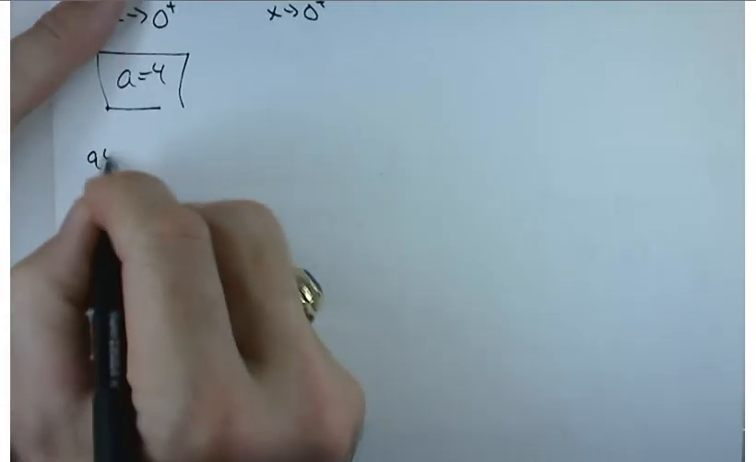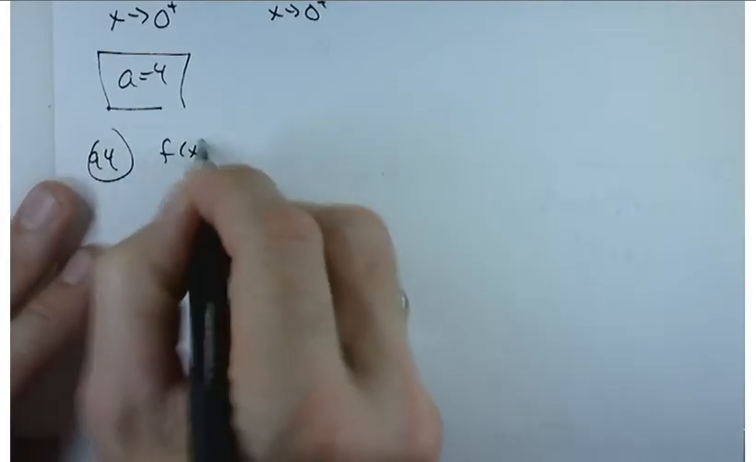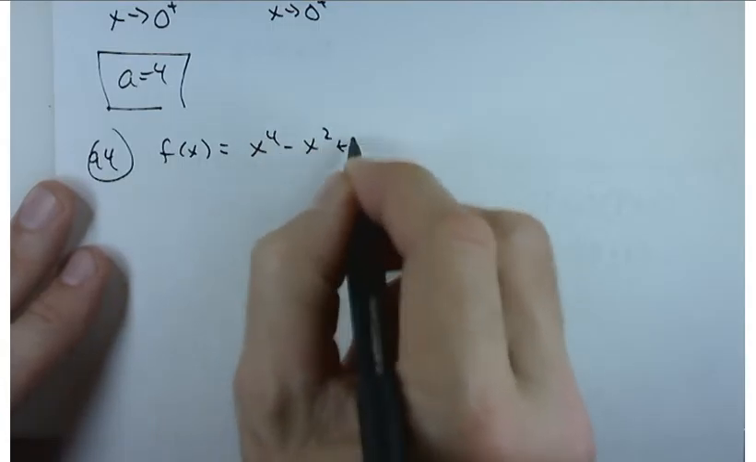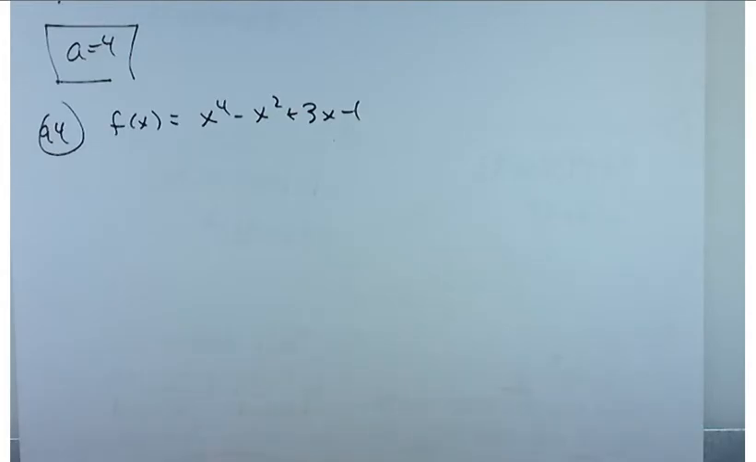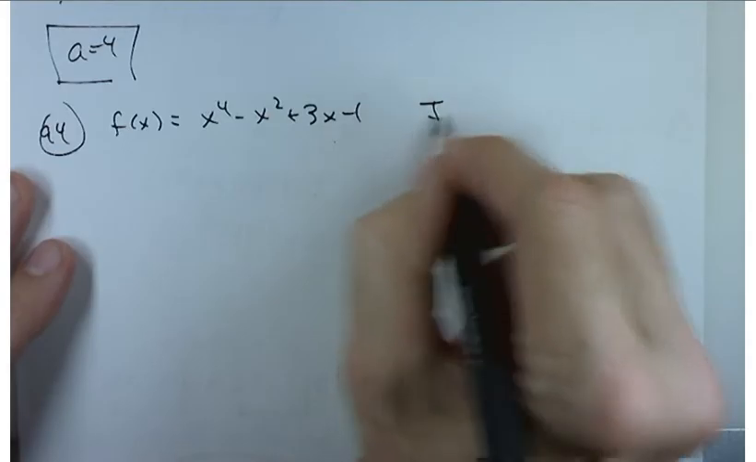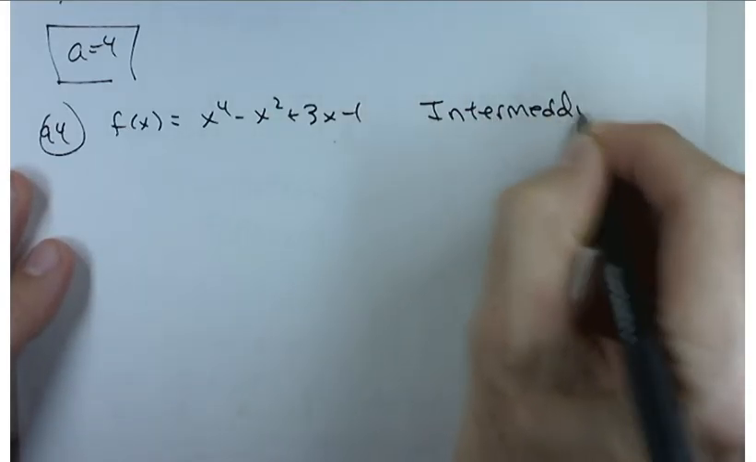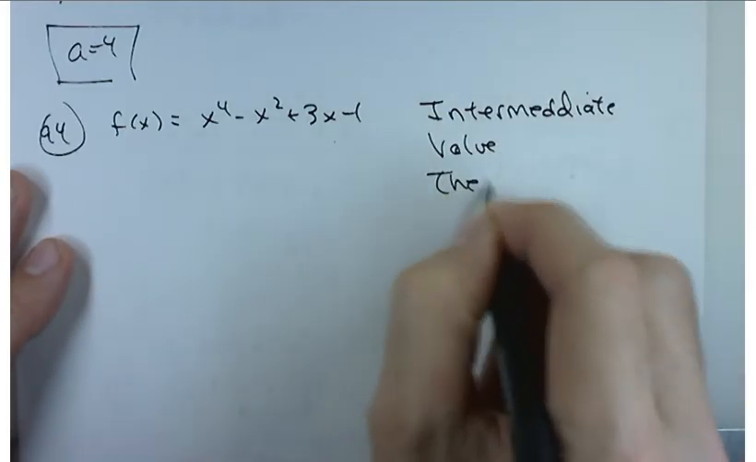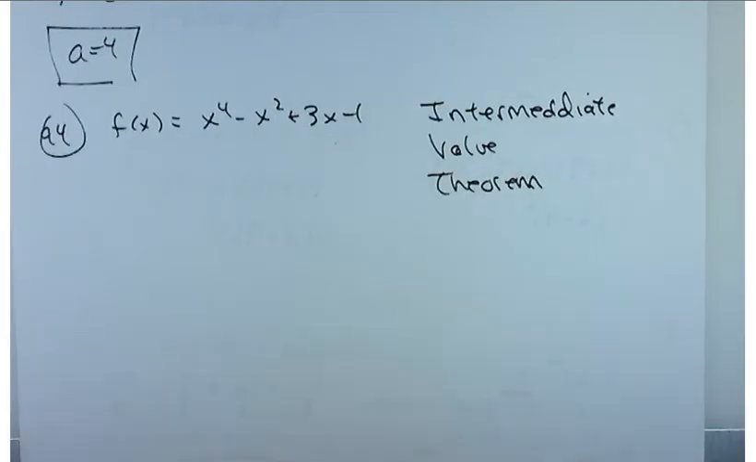Let's take a look at problem number 94, and then we'll call it a day. F of x is x to the 4th minus x squared plus 3x minus 1. Plug that into your calculators. We're going to discuss something called the Intermediate Value Theorem. And if you just want to watch it up here for a little bit, that's okay too.